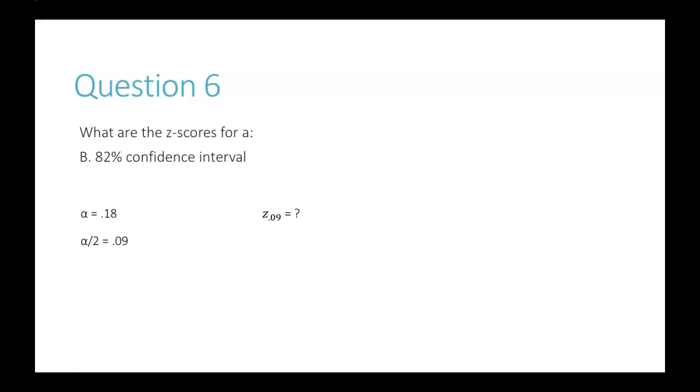Well, if you recall, all the way back when we were trying to figure out what our sales would have to be in the top 9%, we've already found this z-score. So if you look in your z-score table for 0.09 as an area, the z-score that it gives you is 1.34, right? Or negative 1.34. So at an 82% confidence level, the z-score that you would use in a confidence interval is 1.34.